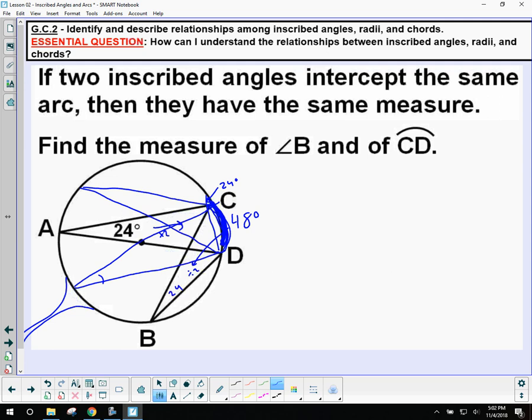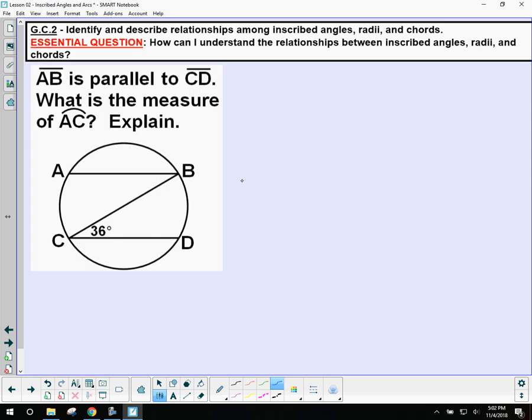AB is parallel to CD. Okay, let's keep that in mind. What is the measure of AC? I'm just going to go ahead and pause the video because I believe you can get this right. I believe in you. Yes, you.